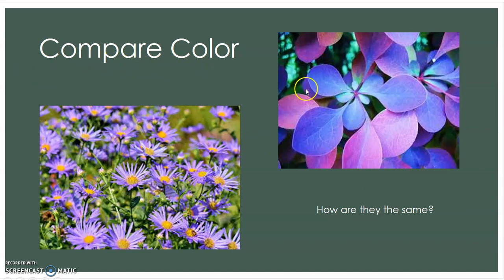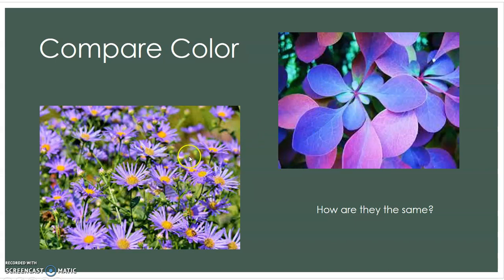Now, here it says compare color. Now, these ones are leaves. These ones are flowers. But it wants to know, how are they the same? Now, these two plants really don't look much at all like each other. But how are they the same?